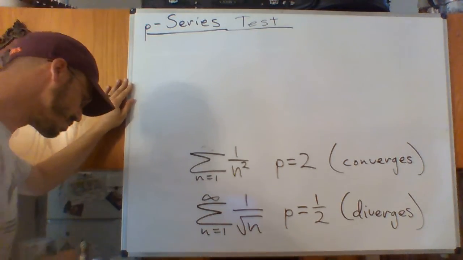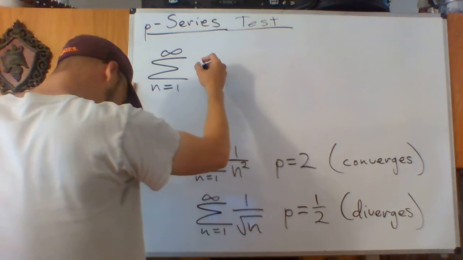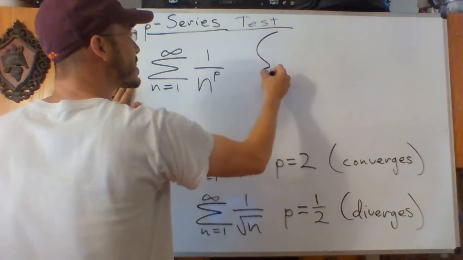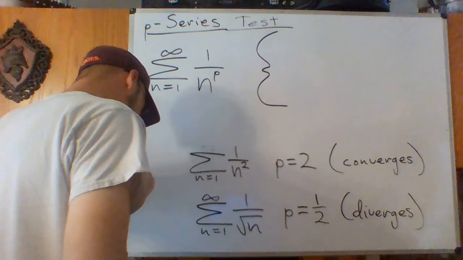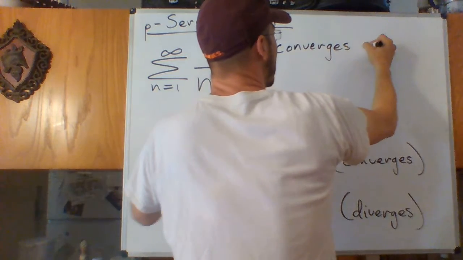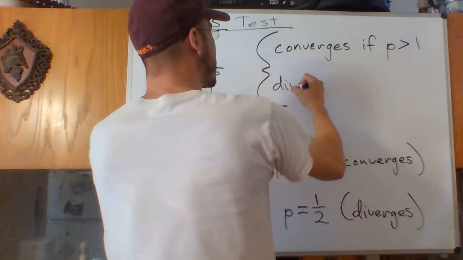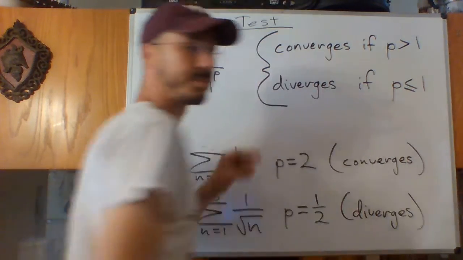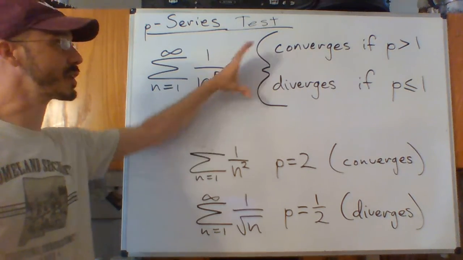And the p-series test is pretty simple. It works like this. The sum from n equals 1 to infinity of 1 over n to the p, I'm not going to say equals, but let's use the two-story brace to see the results. It converges if p is greater than 1, and it diverges if p is less than or equal to 1. It is kind of a simple form, but it's a very simple test.